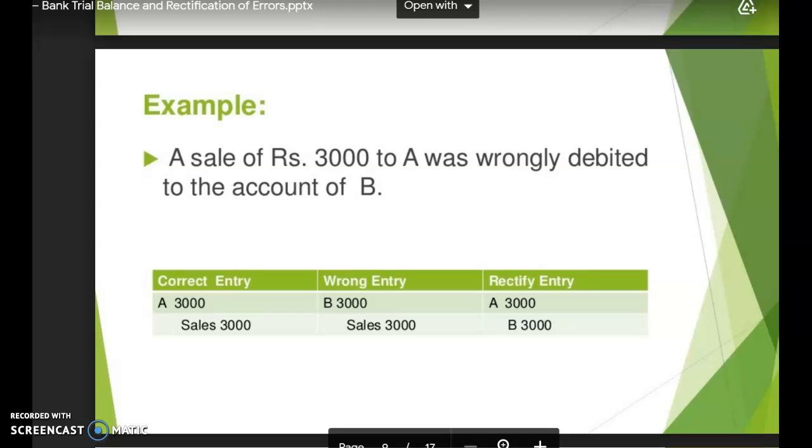The result will be that B's account will be nullified. In the wrong entry we debited B's account, in the rectified entry we will credit B's account, so automatically B's account is nullified with this. So this way we will rectify the error of commission depending upon the nature of the error. So the rectified entry in this example will be A's account debit to B's account.